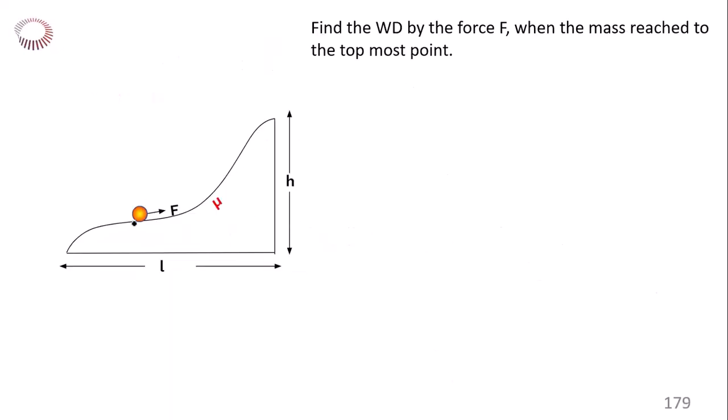So in this situation, the particle is moved. Let us say the mass of the particle is m. You are moving the particle in a path whose slope is varying continuously with the force F. You are asked to calculate the work done by the force F when the mass reaches the topmost position. Initially the particle is over here in the initial position, and this is the final position.